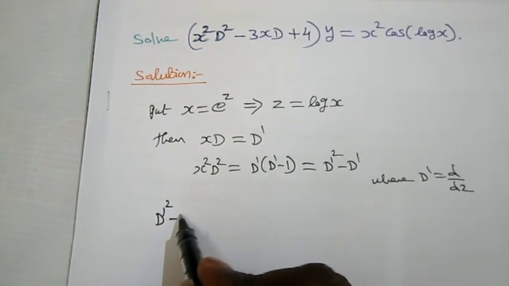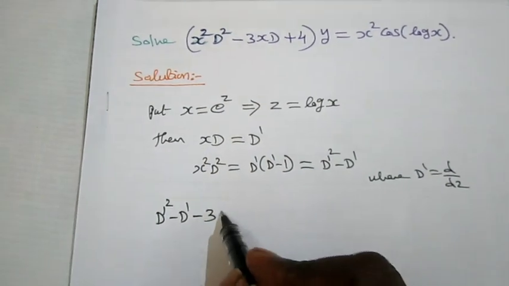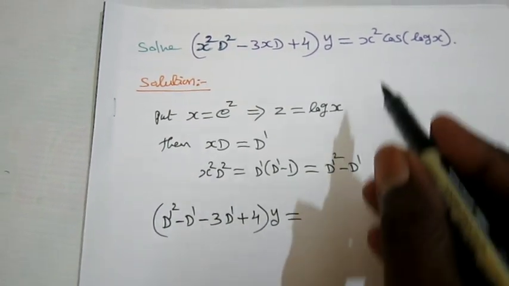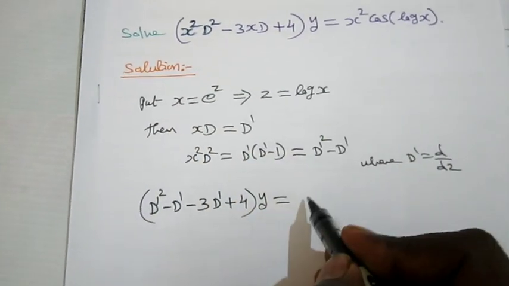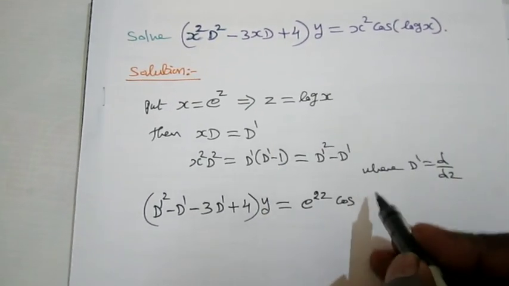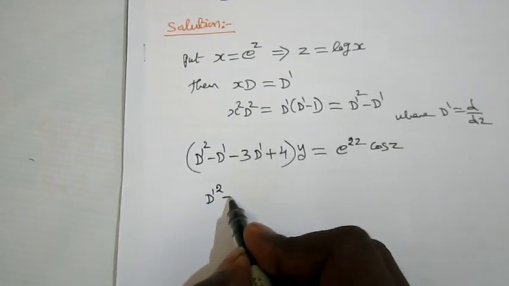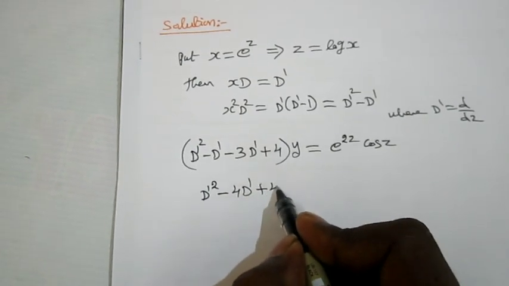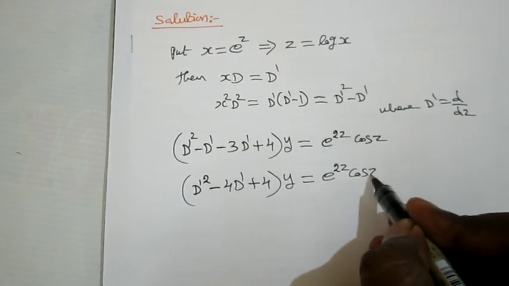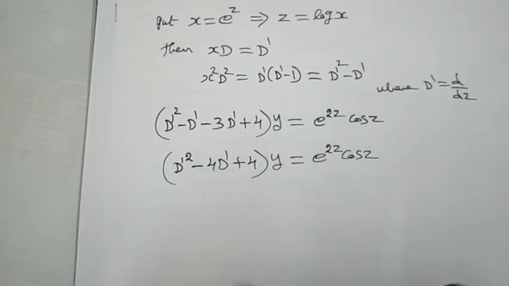So D'² − D' − 3 into xD, and xD is D', plus 4, into y is equal to x². What is x²? x² is e^(2z) into cos(log x), and log x is z. Now simplify: (D'² − 4D' + 4) y = e^(2z) cos z.